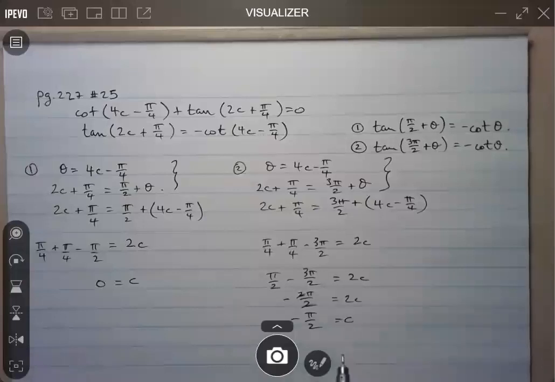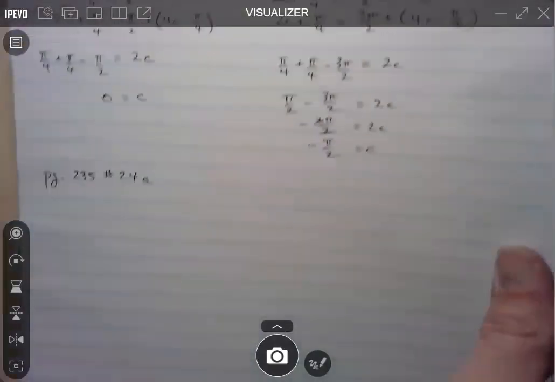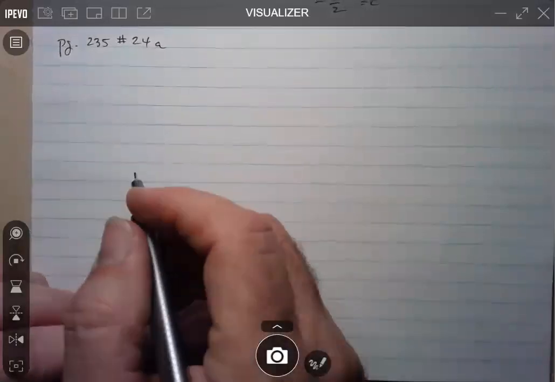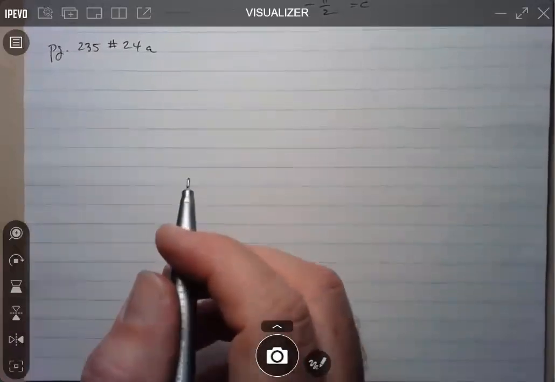Okay, so page 235, number 24A. And let's see what that entails here. This says derive the half angle formula for sine, so sine of x over 2. Okay. Now, I don't remember if I had written that on it as a hint, but this is very similar to what we did in class. So let's recall what we did in class.